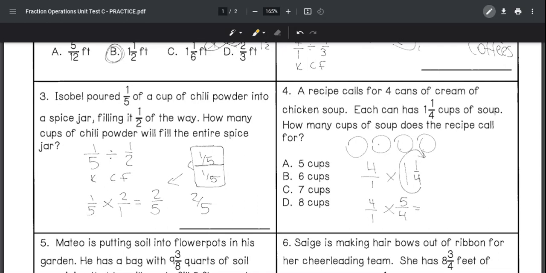Okay, we can simplify before. 4 over 4 becomes 1 over 1. 1 times 5 is 5, 1 times 1 is 1, which is just 5. If you didn't simplify before you multiplied, you would have had 20 over 4, which also simplifies to 5 as well. So 5 cups of soup, the answer is A.